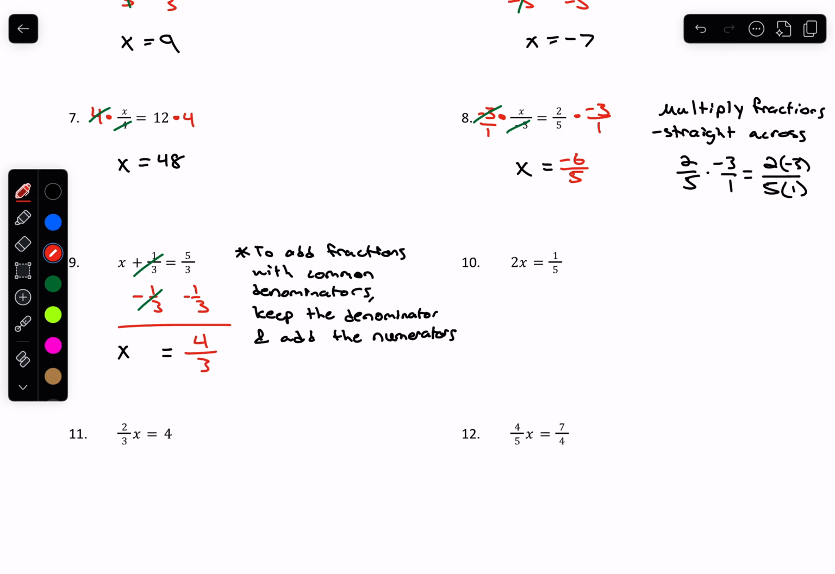Okay, number 10, we have 2x equals 1/5. Just like earlier when we had 2x, we're going to divide both sides by 2. But this is another one that tends to throw students off. On the left side, these 2's cancel to just give us x. But on the right side, 1/5 divided by 2 tends to be confusing for students. So just remember that 1/5 over 2 like this is the same thing as 1/5 divided by 2.